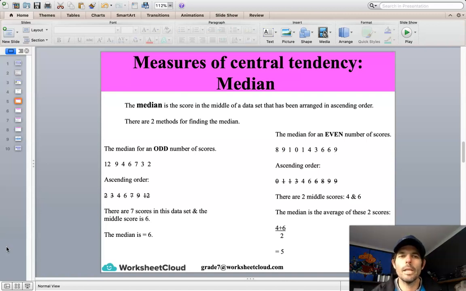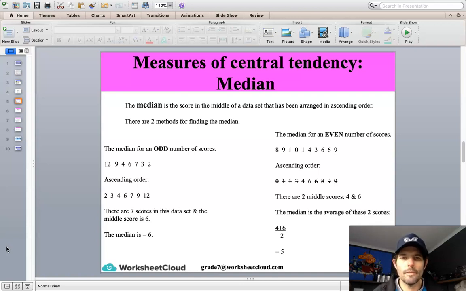Your median for an even number of scores is slightly different. Again, first put it in ascending order, which we've done. And then you'll notice you can cancel out the 0 and the 9, the 1 and the 9, the 3 and the 8, etc. And you're going to be left with 2 middle numbers. Okay, so your middle numbers there are 4 and 6.